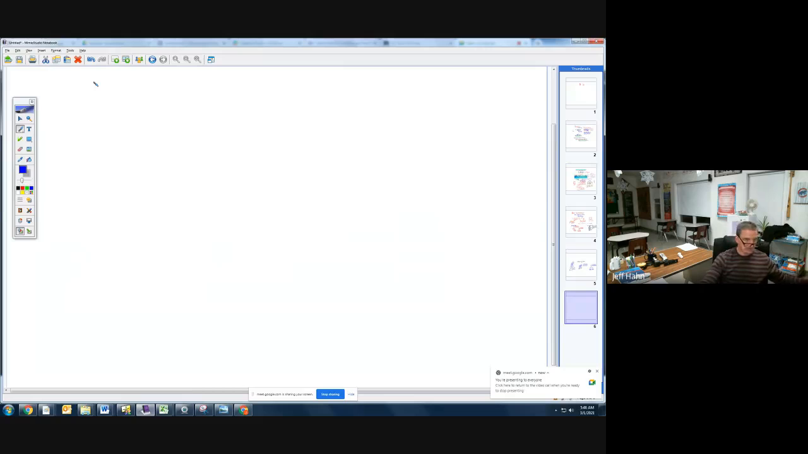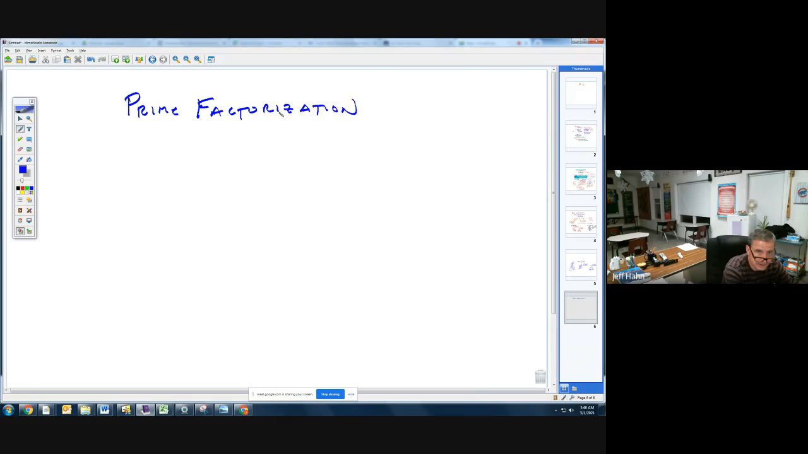Boys and girls, today we are talking about what's called prime factorization. Here we go, ready? Prime factorization. And simply what prime factorization means is, well, let's put this in here. This is also known as, AKA, the tree thing.